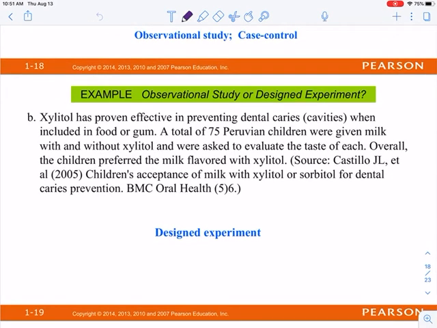So for part B, xylitol has proven effective in preventing dental cavities when included in food or gum. A total of 75 Peruvian children were given milk with and without xylitol and were asked to evaluate the taste of each. Overall, the children preferred the milk flavored with the xylitol. So again, if we want to know whether this is observational or designed, observational, we would have done nothing to influence it. But here, because we gave some the xylitol flavor and some without the xylitol flavor, that's a designed experiment.